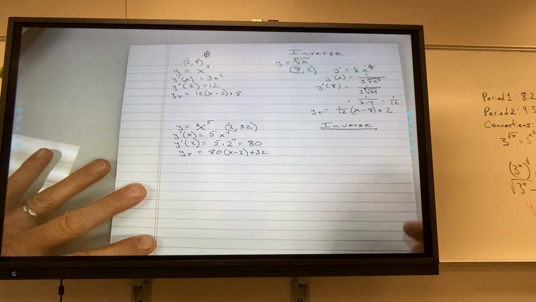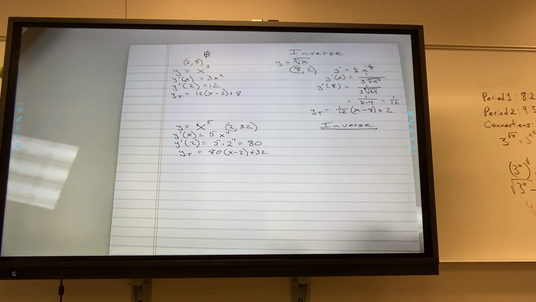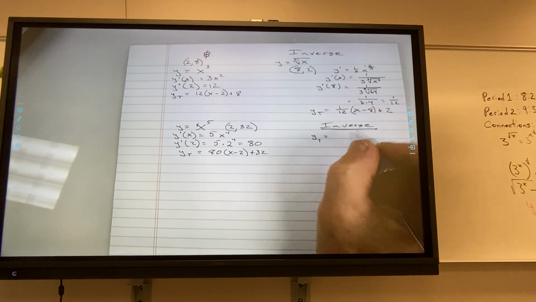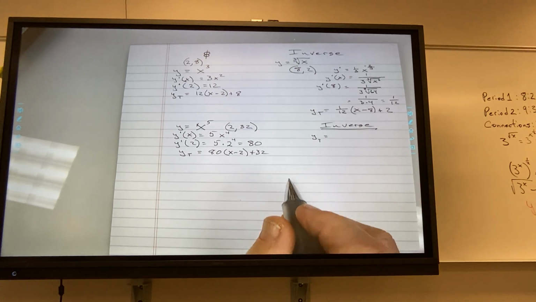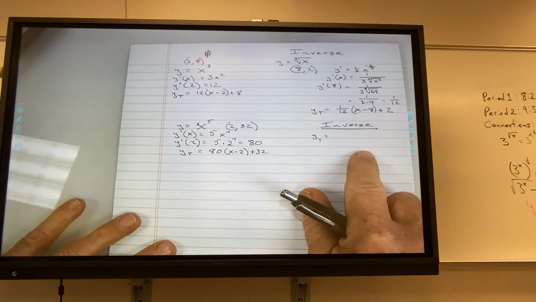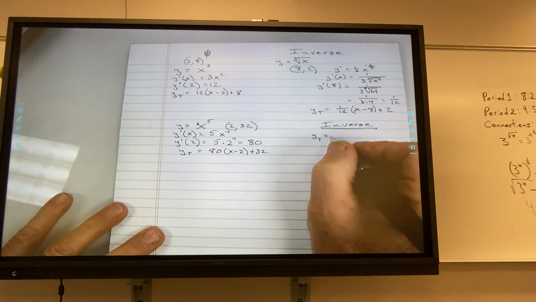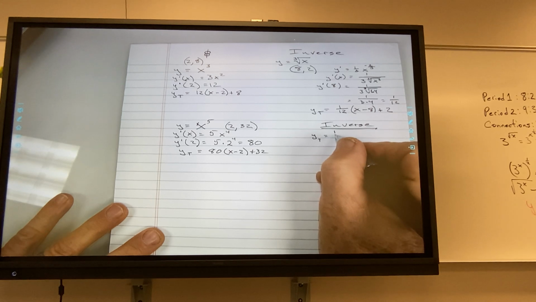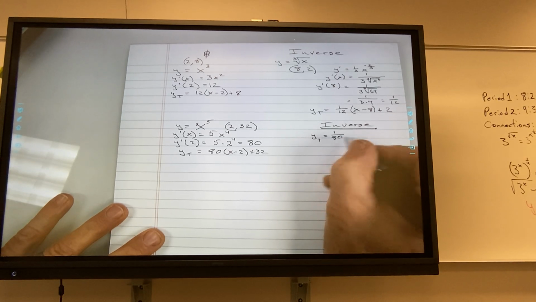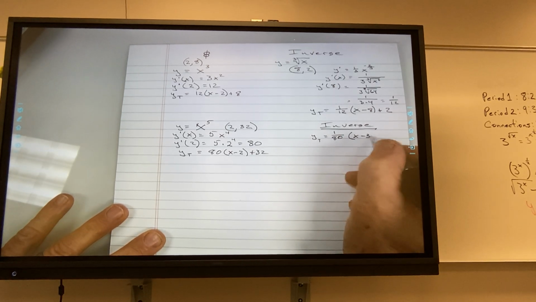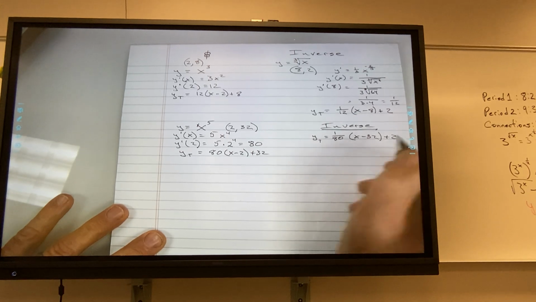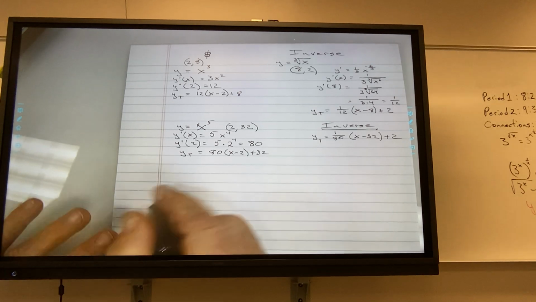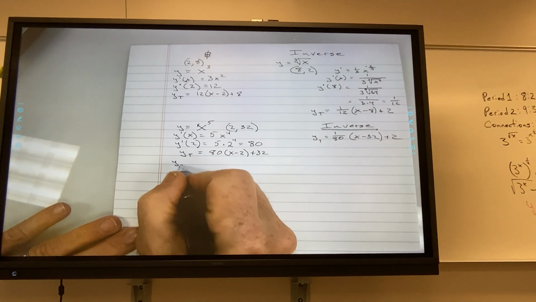Is there any work to do? No, you just put 1 over our original tangent slope. So what should I write here? Is this giving me all the information over here? Yeah. The answer is y equals 1 over 80 x minus 32 plus 2. So, this is always in this form.